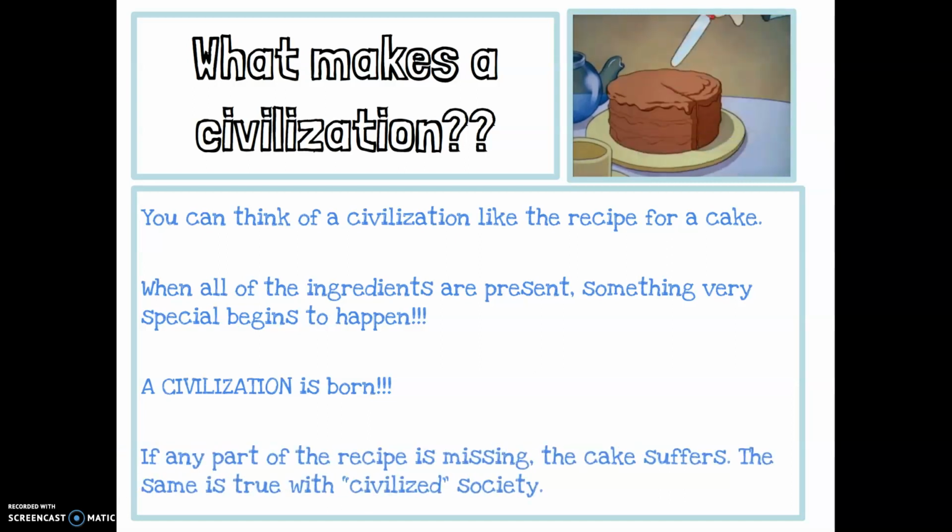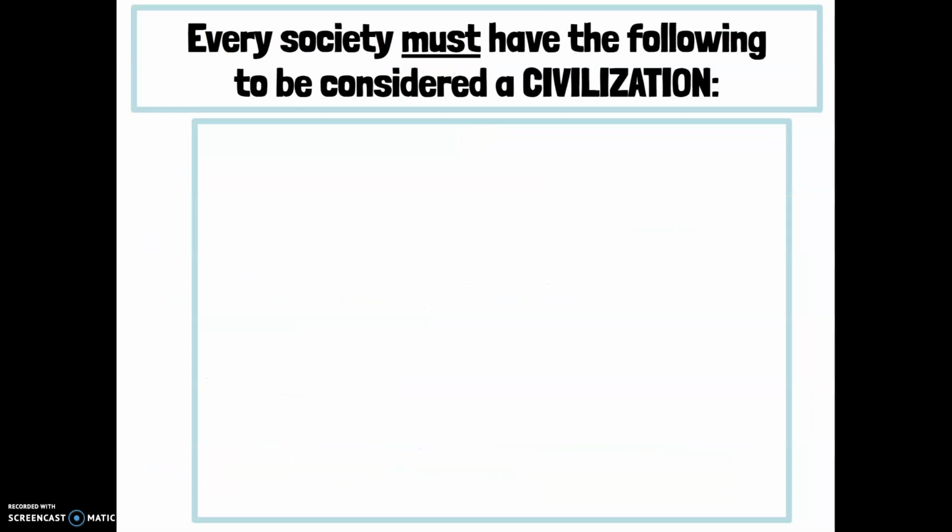Here's the deal. If any one of those elements are missing, then the cake doesn't work, or it suffers in this case, just like a civilization would. So it's very important that we know and understand all of these elements of a civilization. So every society must have the following to be considered a civilization.